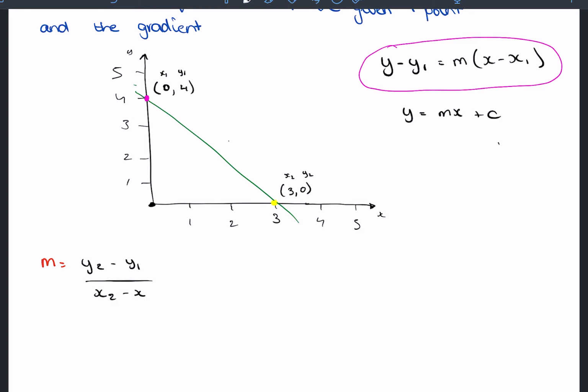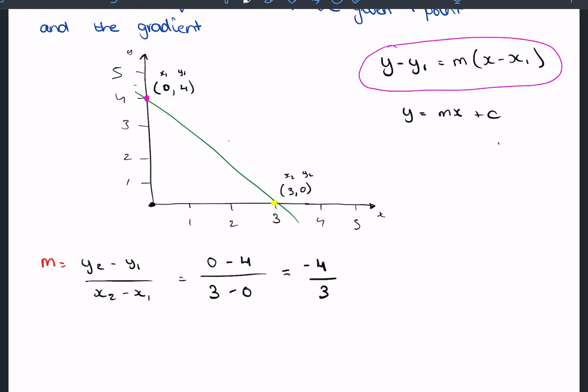All right, so we have our points, and I actually labeled them previously, so we're just going to plug them in. It is equal to 0 minus y1, in this case 4, divided by x2, which is 3, minus x1, which would be 0. And we solve for our gradient, and our gradient is negative 4 over positive 3.